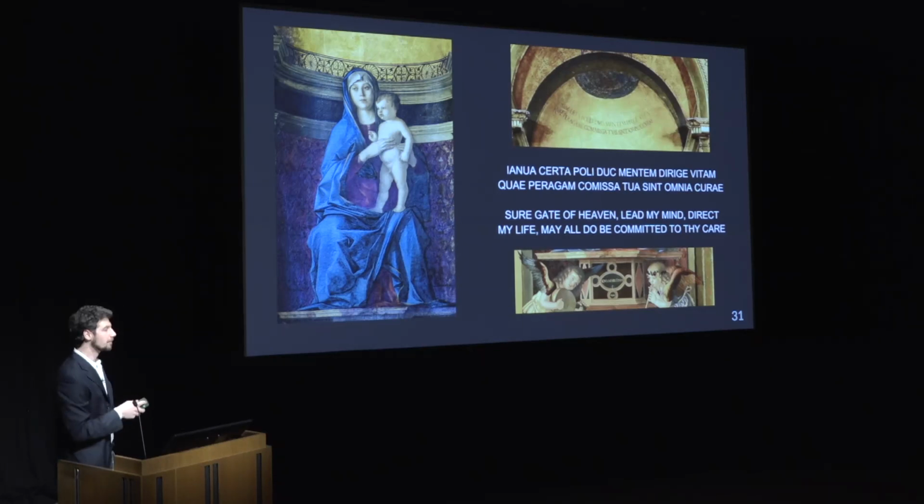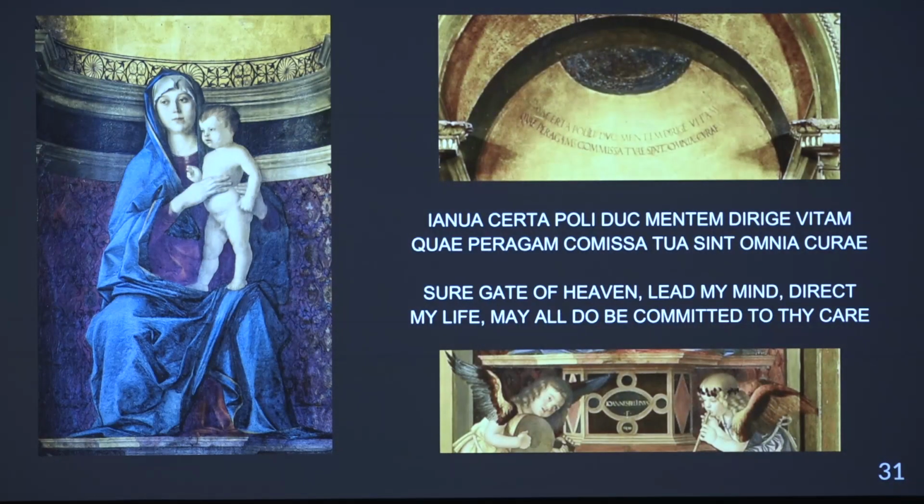But there's another trick here, where she's sitting. There's no throne, but it looks like it. She is the throne. She's, as we say in Latin, the sedes sapientiae, right? The throne of wisdom. She's the throne for Jesus. And ultimately, she will also be in heaven, and she will be the queen of heaven. And it's exactly what is written in mosaic, or painted mosaic, in the half dome just above her head. Sure gate of heaven, lead my mind, direct my life, where all do be committed to thy care.